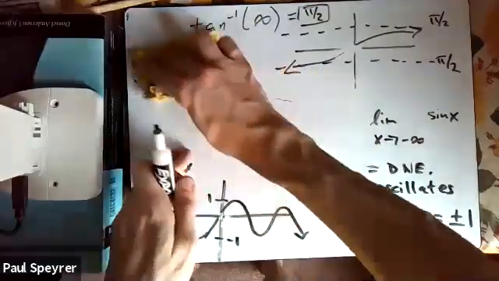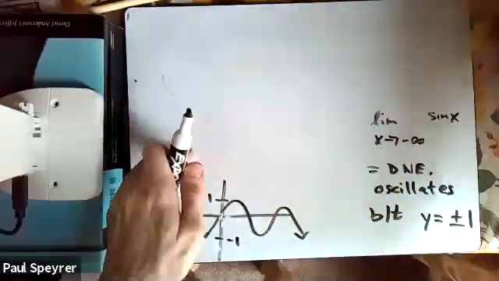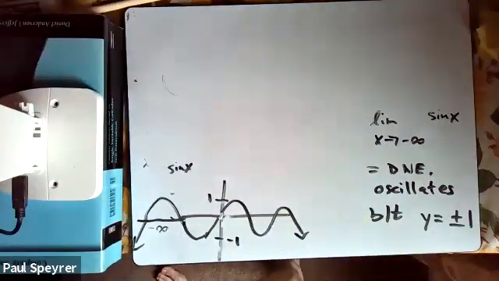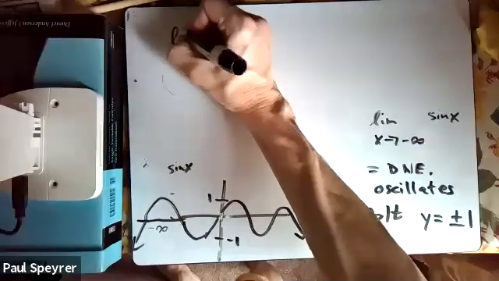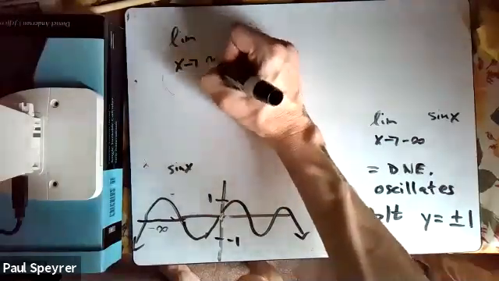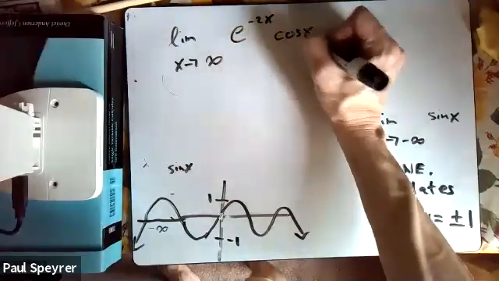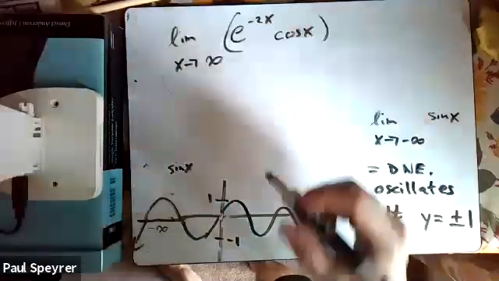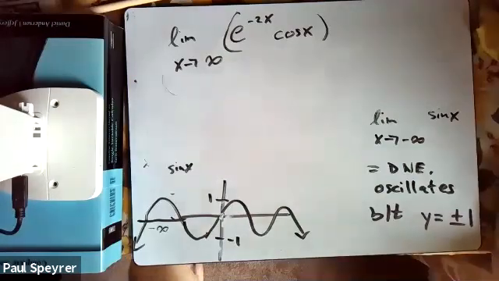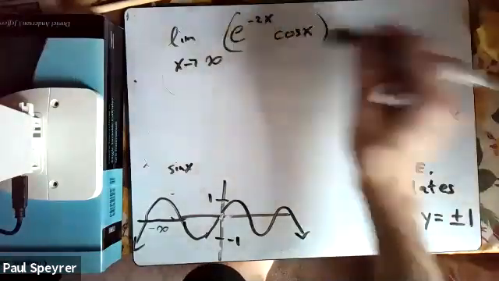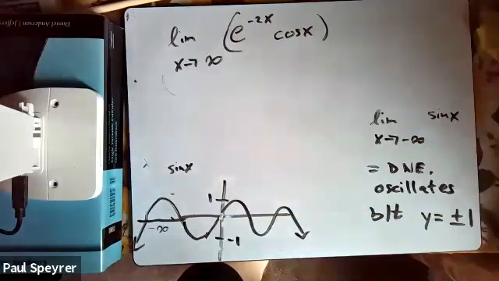But sometimes you have a little trick case. What if I had the limit as x approaches infinity of e to the negative 2x times cosine of x? Now let's look at this one. Well, you may be thinking, oh, that's infinity times does not exist, so it's does not exist, or maybe it's infinity. But that's not actually the case.